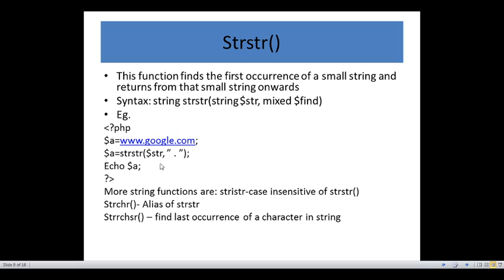So what will be the output? It will return the output starting at the dot. First the location, the first occurrence of this dot, and then the string, meaning .google.com.